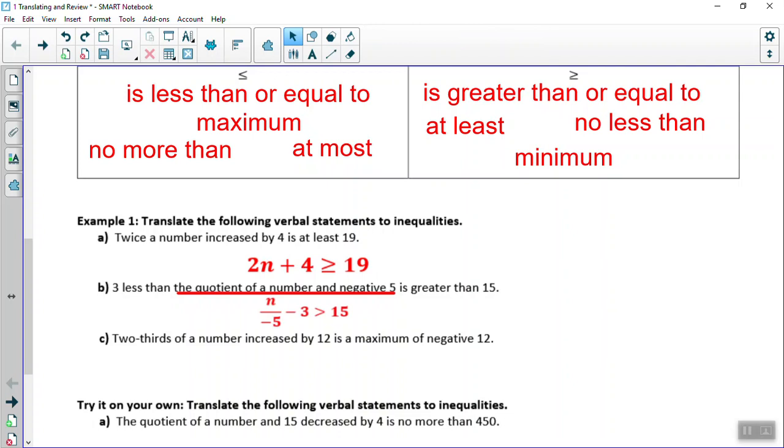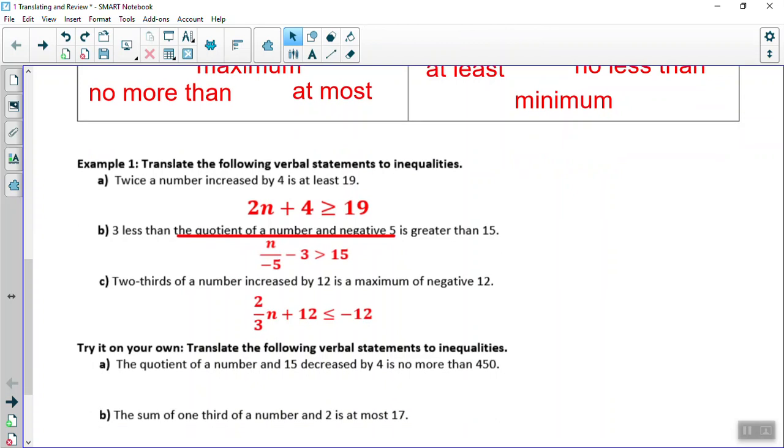2/3 of a number increased by 12 is a maximum of negative 12. So 2/3 of, there's our keyword multiply, of a number increased by 12 is a maximum of negative 12. So we're going to do 2/3 times a number. Increased by means to add, so we're going to add 12. And then it's a maximum. And here's that keyword maximum, which means less than or equal to.